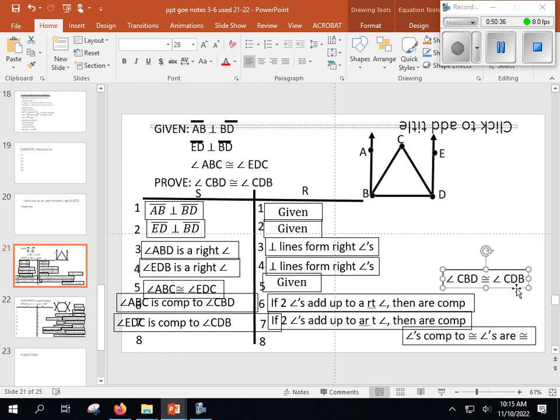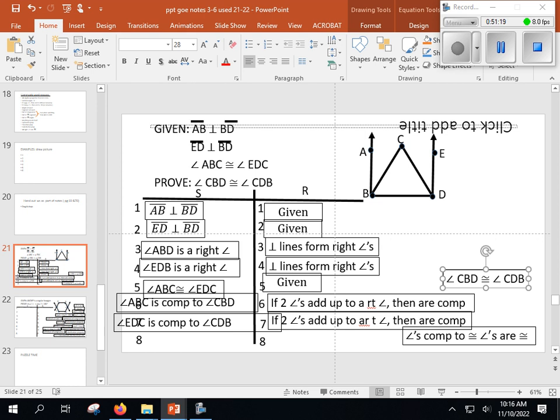And then once we knew that, look at what we have, stop for a second. Look at 6 and 7. Do you notice anything in both 6 and 7? Just like with the algebra stuff we were just doing. Anybody notice anything in both step 6 and step 7? They have the same reason. They're both complementary to what? CBD. So if they're both complementary to the same angle, what do we know about those first two angles, ABC and EBC? They have to be congruent.